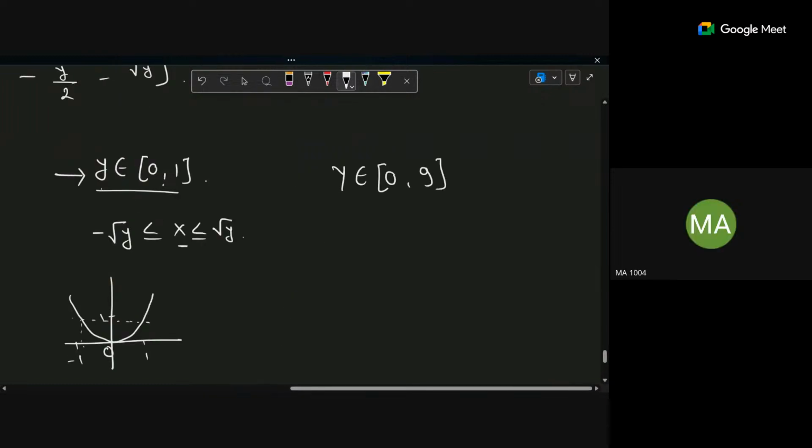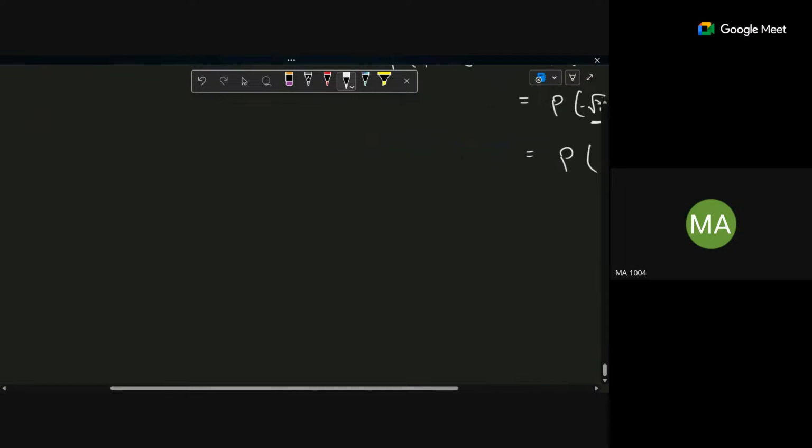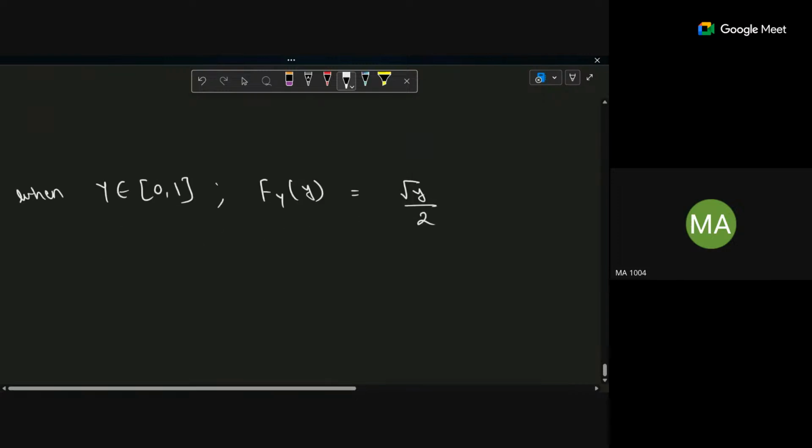So the rest of the part we have to calculate, right? For y belonging to 0 to 1, what is fY(y)? We just calculated it: twice root y by 2, that is, root y by 2. This is for whenever y ranges between 0 and 1.